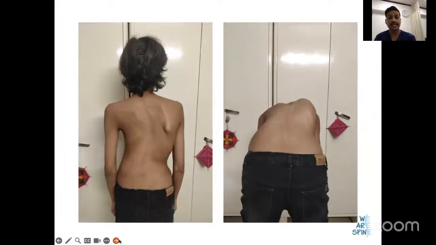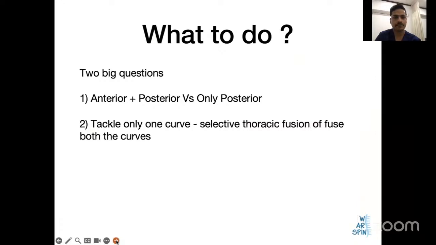Her right-sided rib hump was very visible, and it was quite exaggerated. So these were the two big questions in front of us: whether to go anterior or anterior plus posterior, or only posterior, and whether to do only selective fusion to save levels and achieve the balance, or to address both the curves. The child was a gymnast.